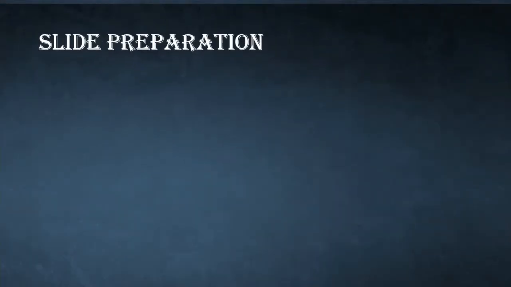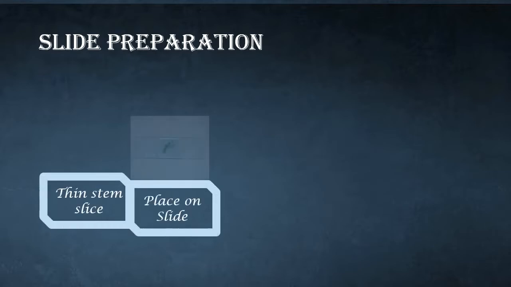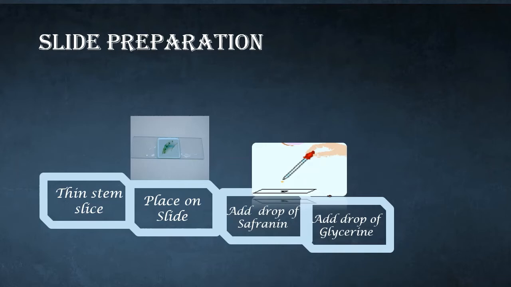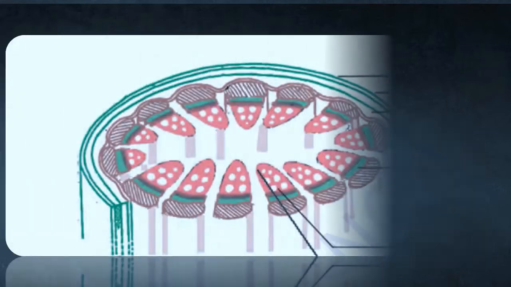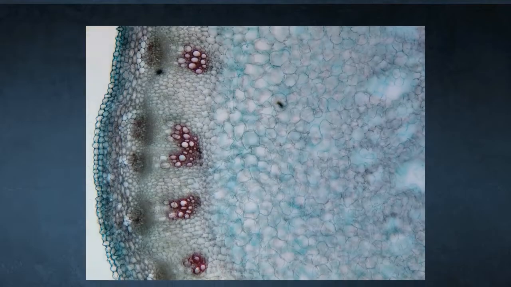How do we get to see the different cells in the plant? If you cut a thin slice of a soft stem, keep it on a slide. Now put a drop of safranin on the slide and then a drop of glycerin. Now observe this under a microscope. You'll be able to see these beautiful cells arranged in amazing patterns.